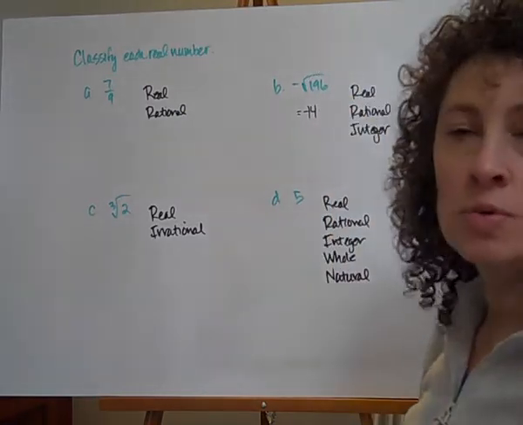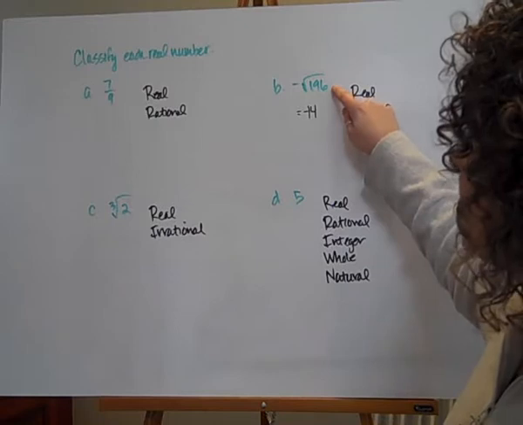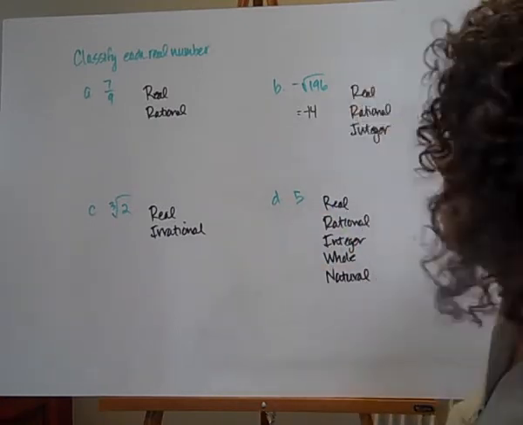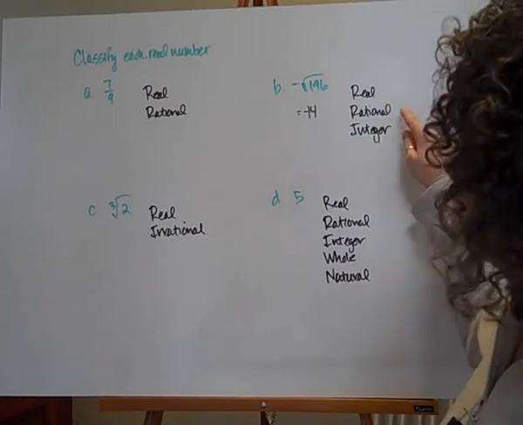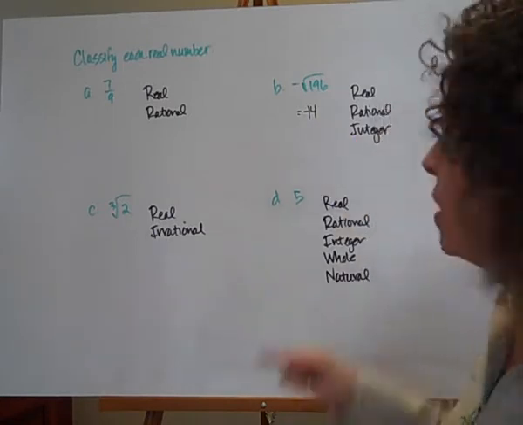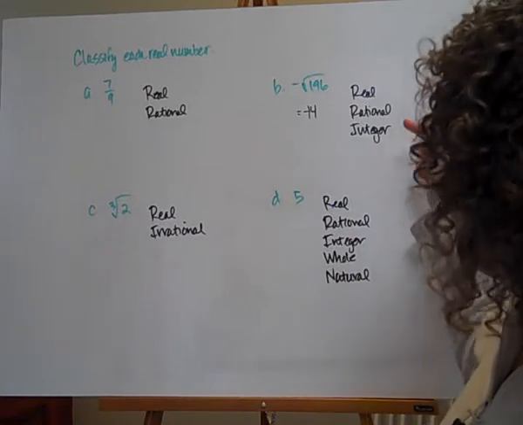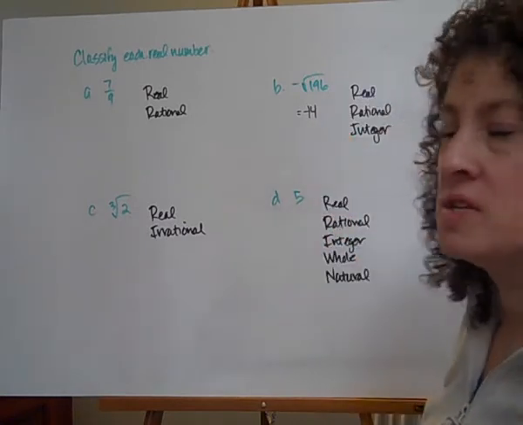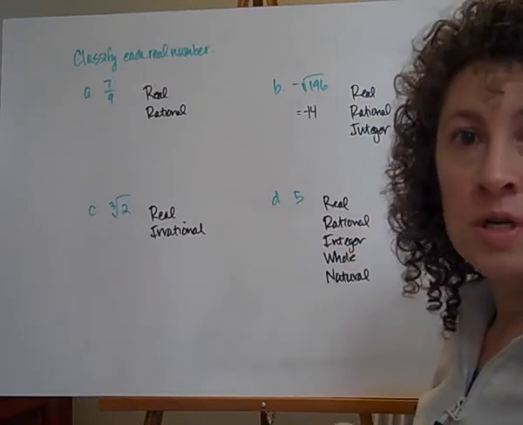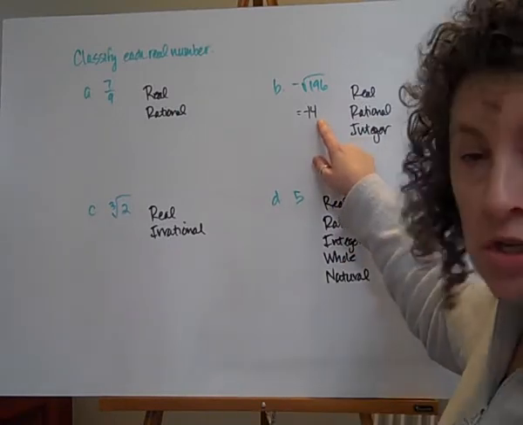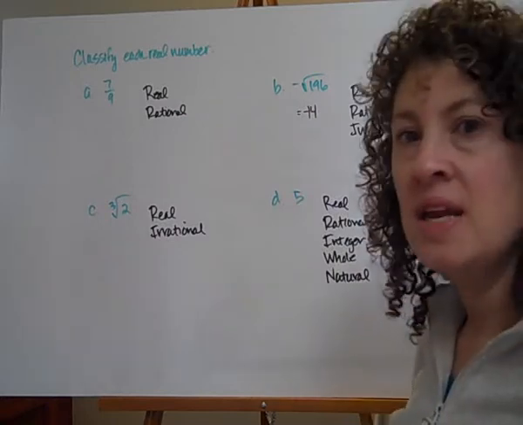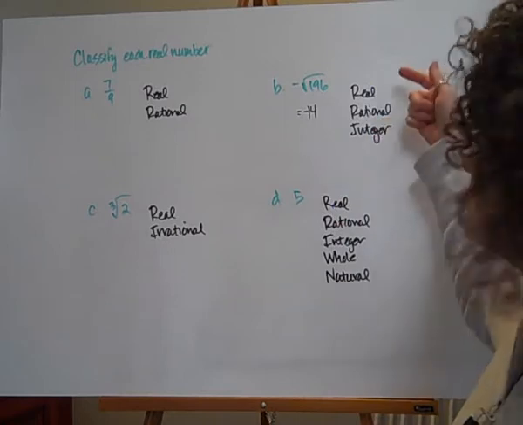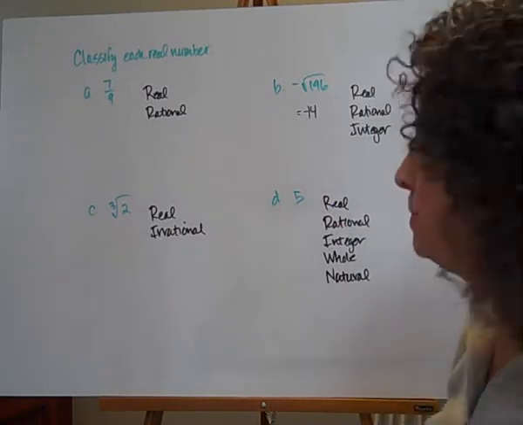Next one, -square root of 196. Now I'm going to simplify this and see what it looks like. It's actually -14, which is pretty straightforward. So that's a real number. Can I write it as a fraction? Sure I can, -14 over 1. So then it's rational. I'm going to keep going. Is it an integer? Do I need to write it as a fraction? No, I don't need to write it as a fraction. So that includes it in the whole numbers and opposites. So it's an integer. Is it a whole number? If I need a negative, it's not a whole number, so I stop. So it's real, it's rational, and it's an integer.